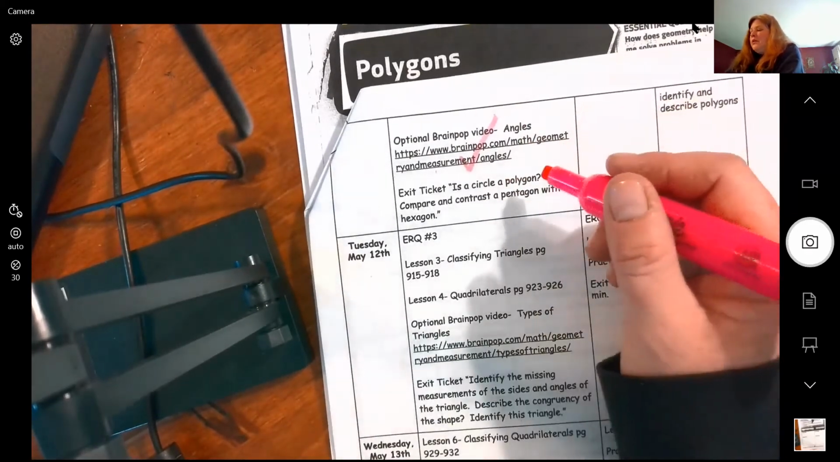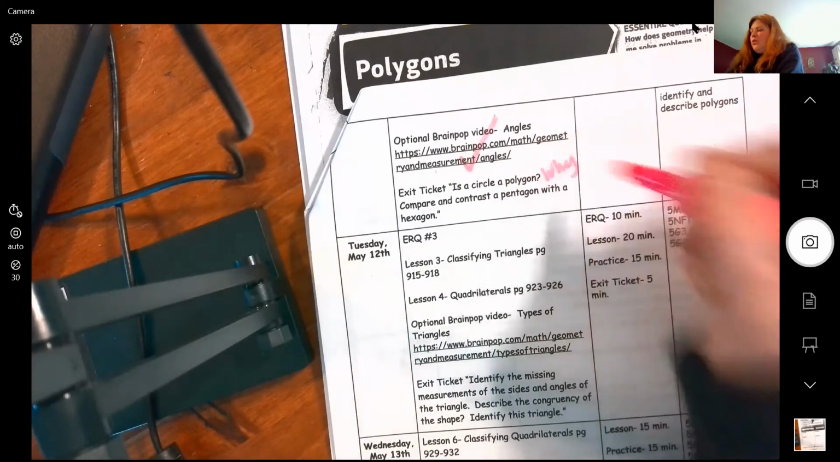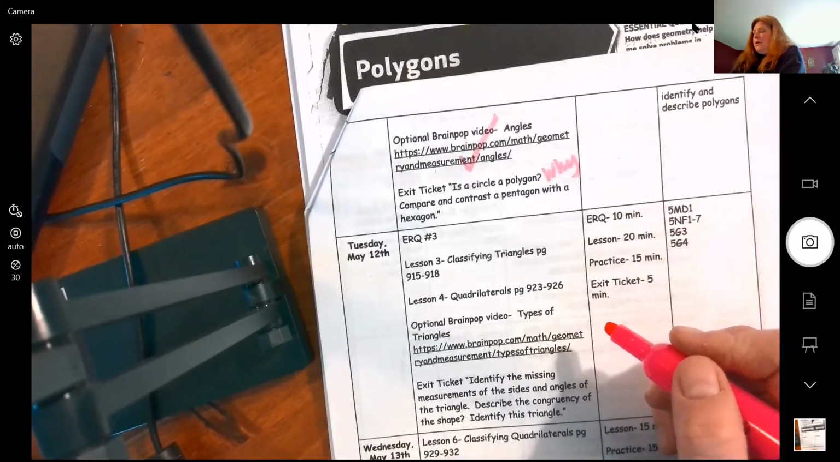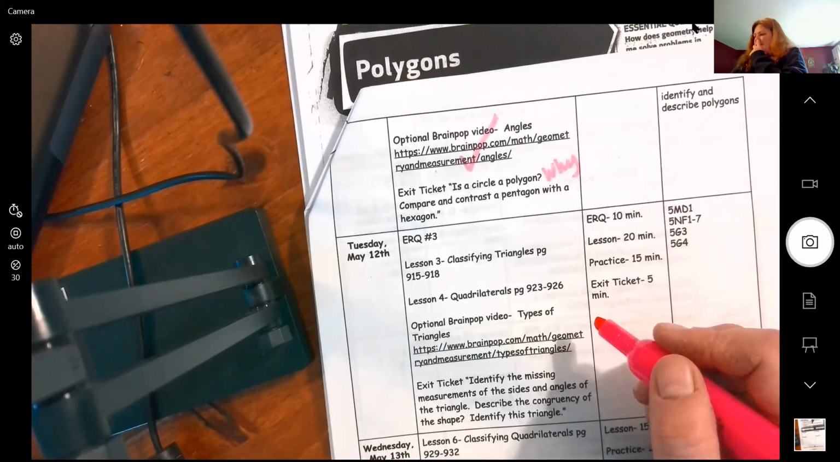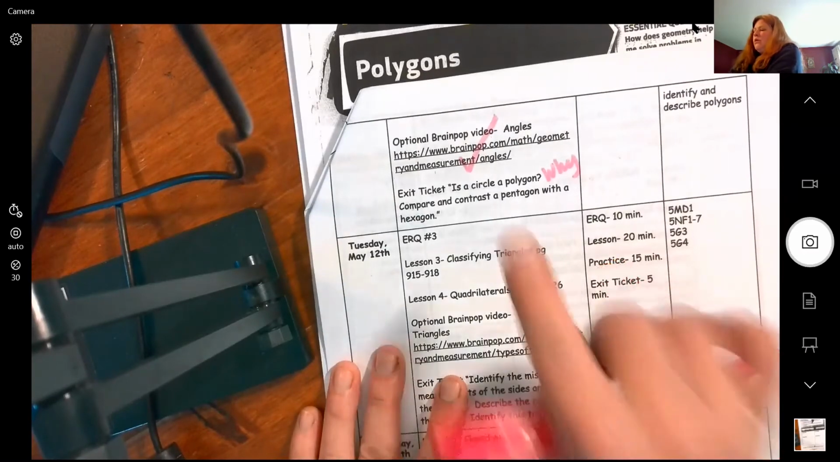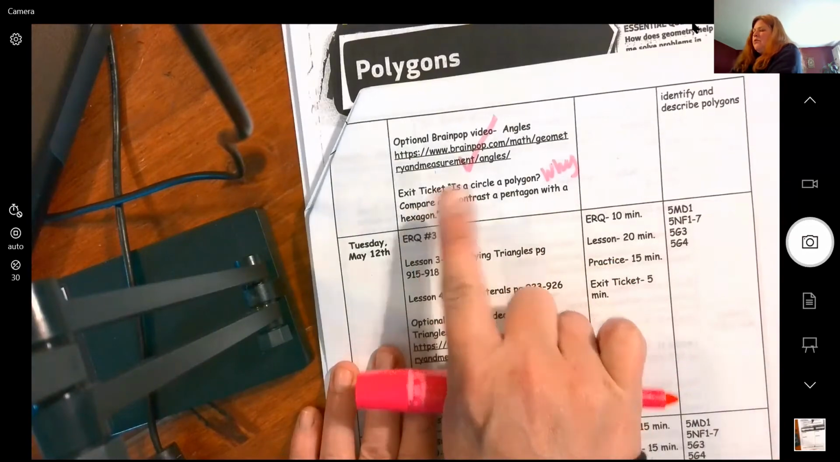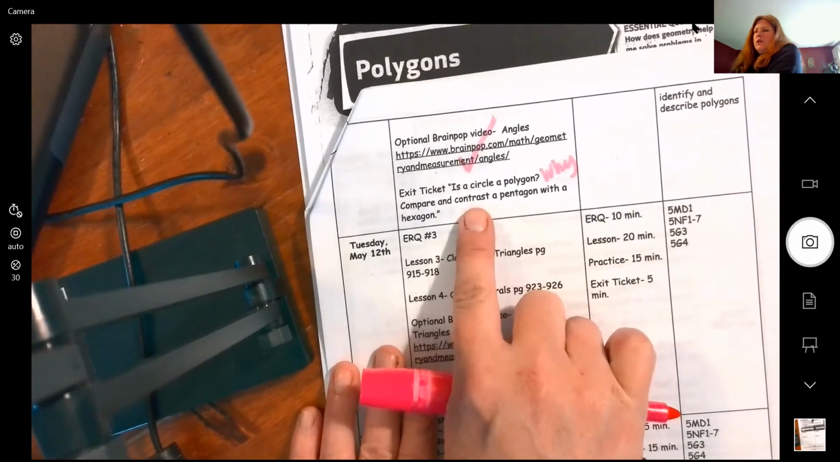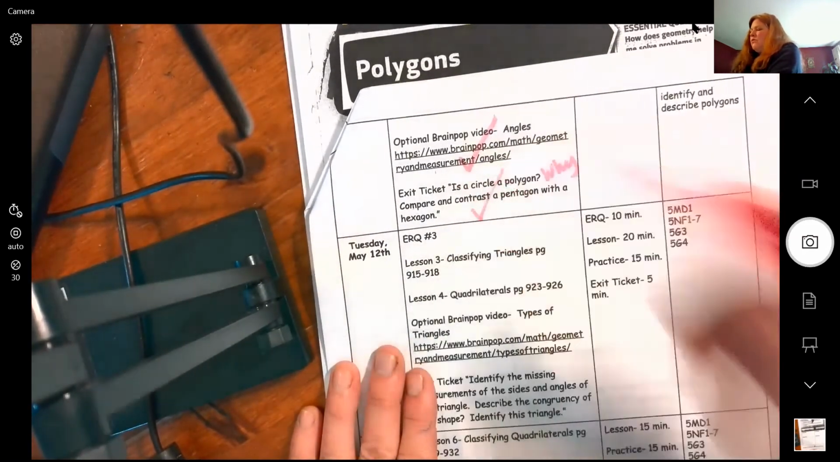Is a circle a polygon? Don't forget to tell me why or why not. Didn't put that in there, I apologize. And compare and contrast a pentagon with a hexagon. So you'll probably need 3 sentences. 1 for a compare, a similarity, and a contrast, a difference. And don't forget to take your picture of those.